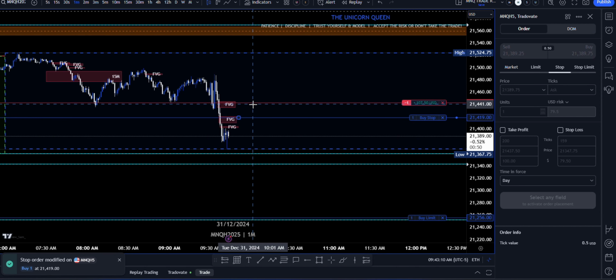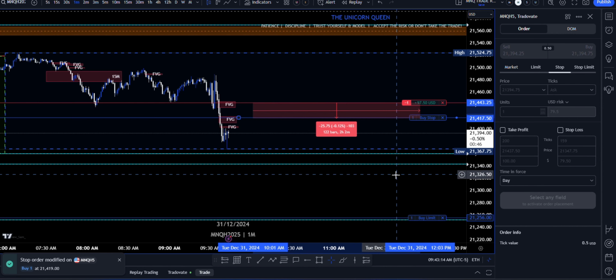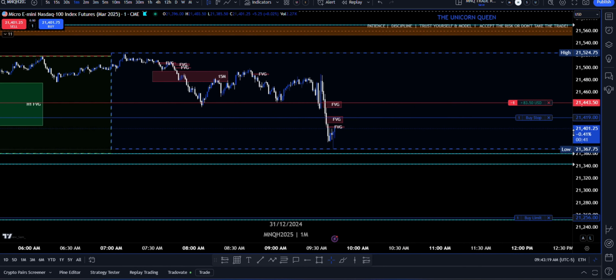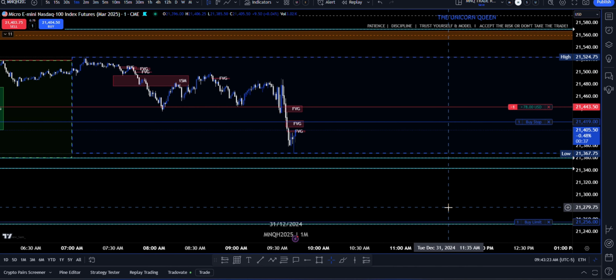In this case, I just took 1 of the contracts off, and then I am measuring to see to secure at least 100 ticks on my last contract before I get stopped out in profit.